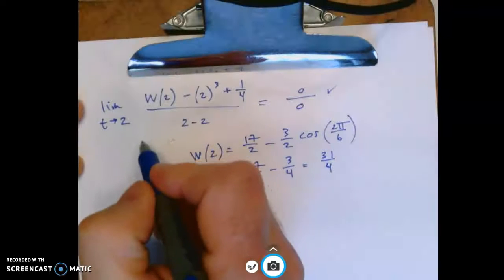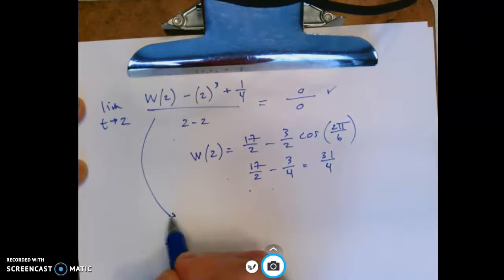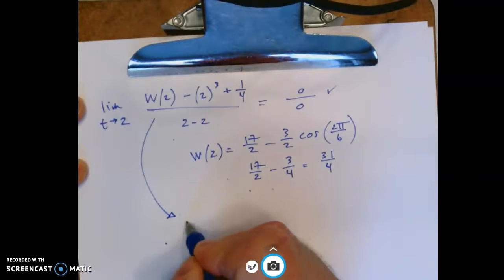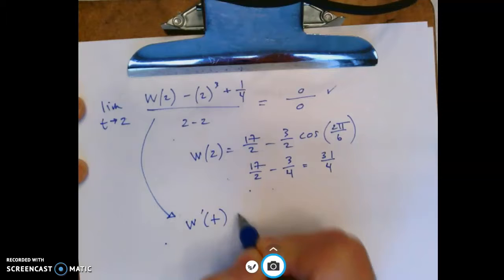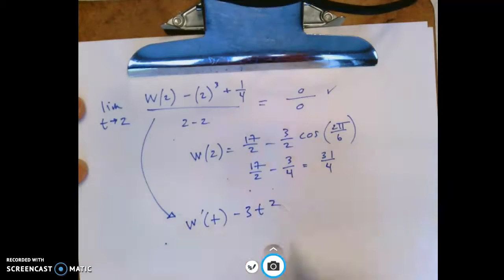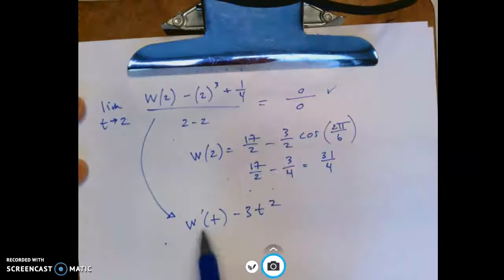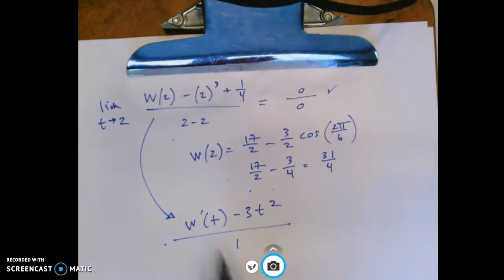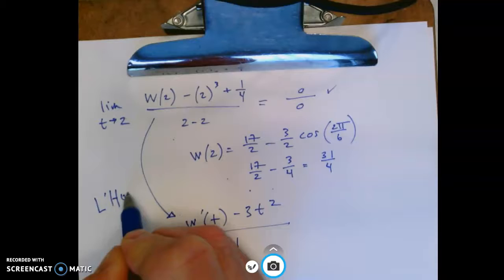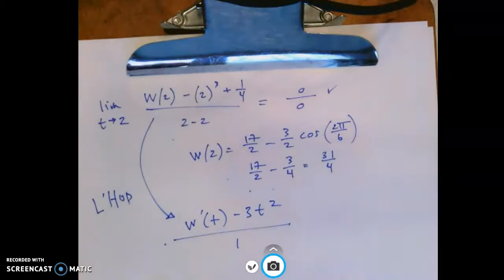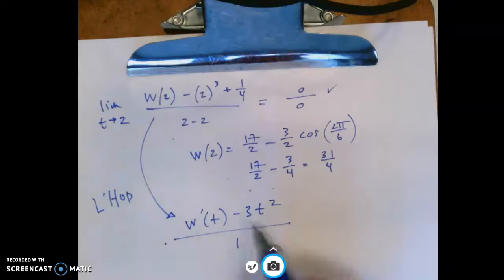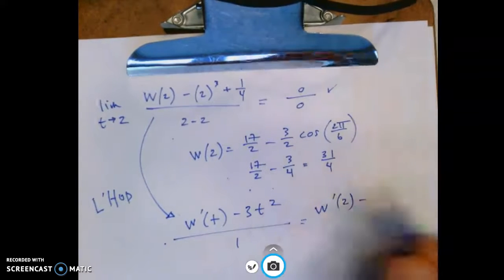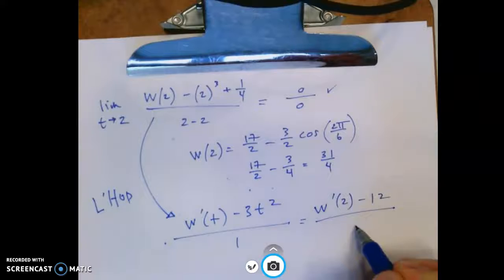So we're going to take the derivative of the top, and we're going to take the derivative of the bottom. Remember, not evaluated at 2, but instead the W of t. So this becomes W prime of t minus 3t squared. The 1/4 goes away, and my denominator, which was t minus 2, simply becomes 1. So this is L'Hopital's rule. I'm just taking the derivative of the top and the derivative of the bottom, and then I'm evaluating it at 2 again. And this becomes W prime of 2 minus 12, all over 1.